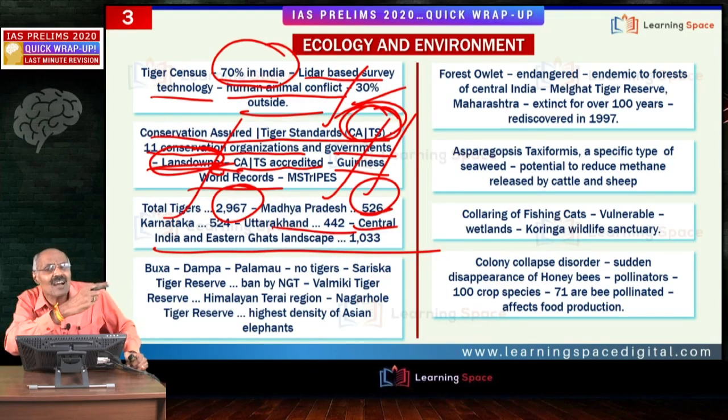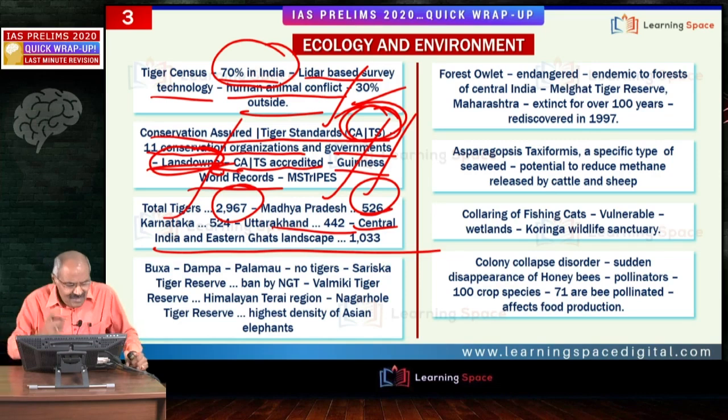Sariska in Rajasthan is in the news because NGT banned the mining activity. Sariska Tiger Reserve is in Rajasthan, do not forget. And Satkosia Tiger Reserve, where is it? Satkosia Tiger Reserve is in Odisha, in the news because of the reintroduction program, right? Satkosia Tiger Reserve is in Odisha, please don't forget.